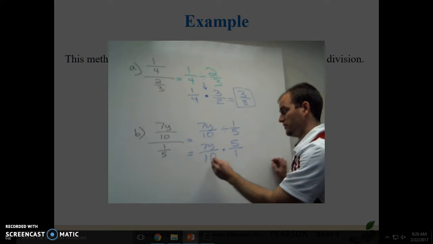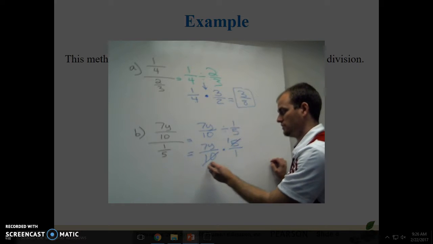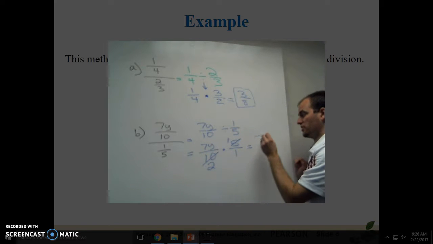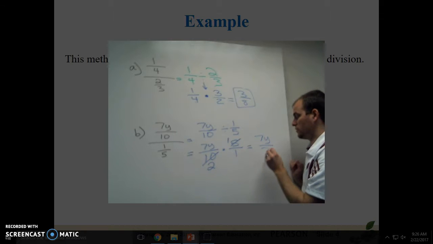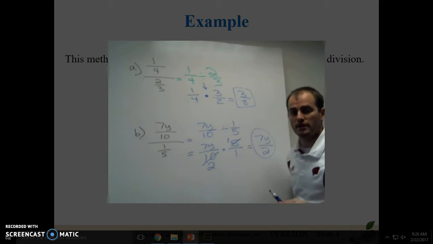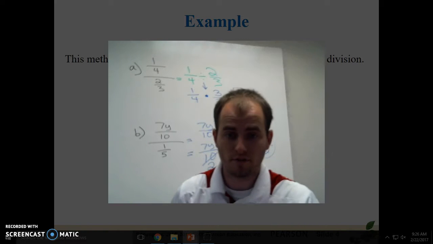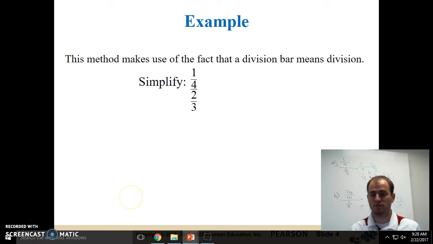See if we can reduce first. It looks like the 5 and 10 can be reduced. 5 goes into 5 once. 5 goes into 10 twice. Multiply straight across. 7y times 1 is 7y, and 2 times 1 is 2. So you'd get 7y over 2. For some reason, looks like it's a little bit blurry on this one, but hopefully it's good enough to see that.